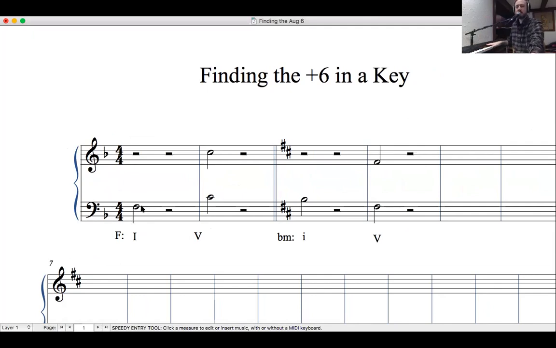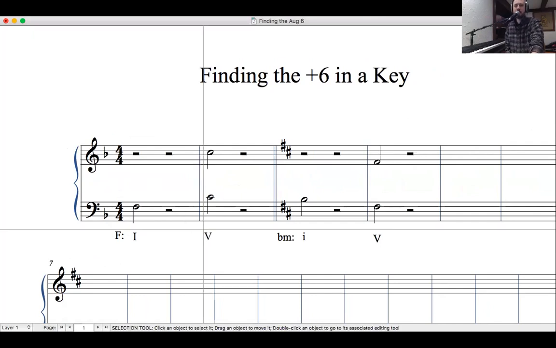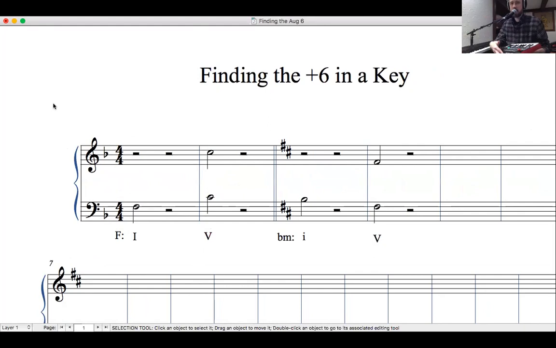I've given us the note F here, and we know that it's important for us to be thinking, for our augmented sixth, about what 5 is in the key. So that's our first step. Whenever you need to find the augmented sixth in a key, think about what 5 is. So in F, 5 is C. So I've given myself a C in the lower voice and a C in an upper voice so that we can build this, all right?